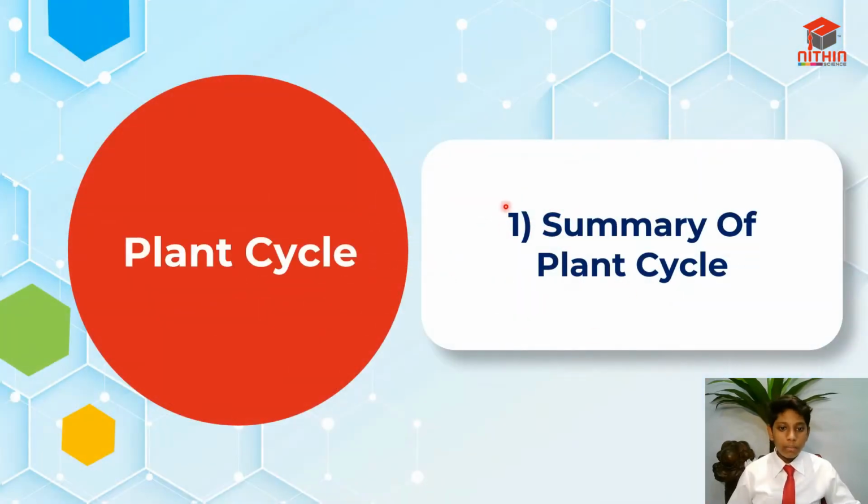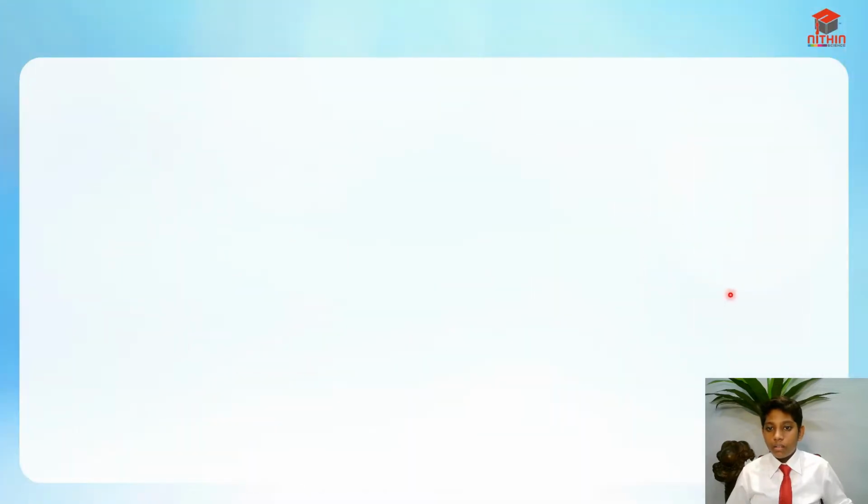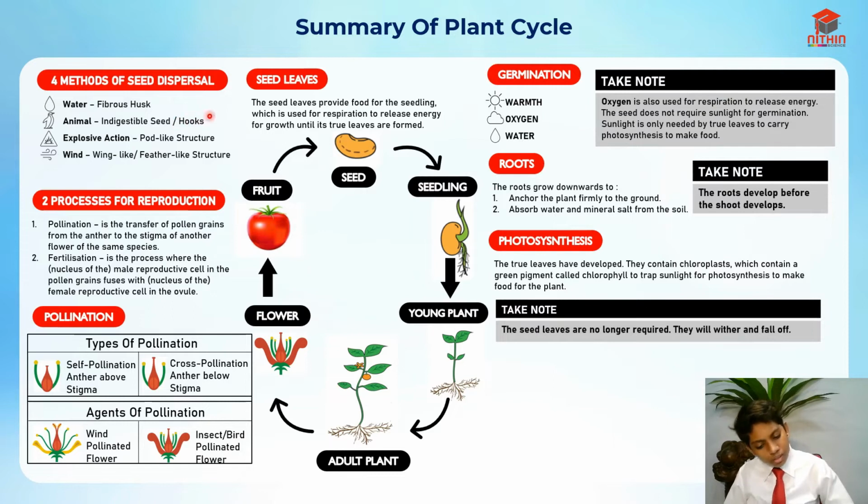Okay, for the first segment of this video, I'm going to go through a summary of the plant cycle. First, I'm going to go through 4 methods of seed dispersal, and I'll go through this in another video in a more in-depth explanation. So first, there are 4 methods.